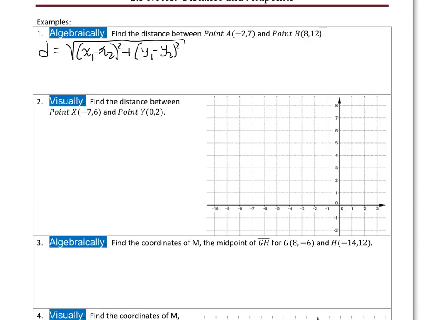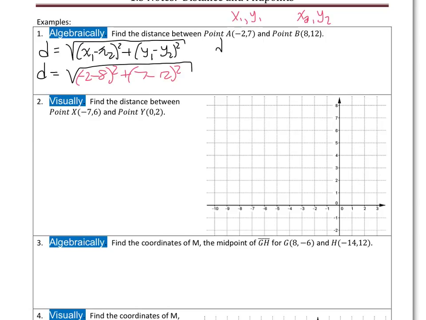So I can just write out this formula, and now I'm going to substitute. D equals, well, actually before I substitute, let me first assign. It doesn't matter which one is sub 1 and sub 2, but you do need to be consistent whatever you choose. So if I choose those, now I'm going to go into substitution. So I have x1, which is -2 minus 8 squared, plus y1, which is 7 minus 12 squared.